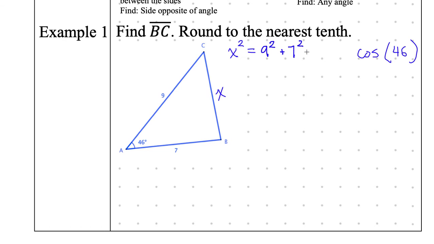And then 2 times 9 times 7. All 4 of these things are being multiplied together. 2 times 9 times 7 times cosine 46. And we're missing one tiny thing, Gunnar. Do you see it? Subtract 2 times 9 times 7 from the other end. Right there. All right, there it is.